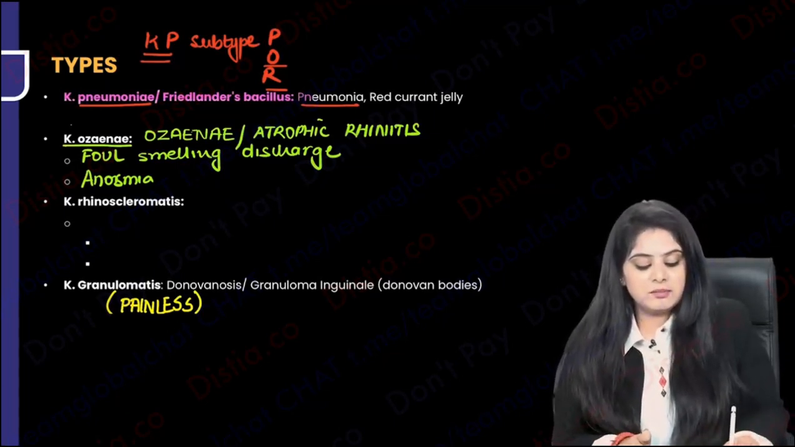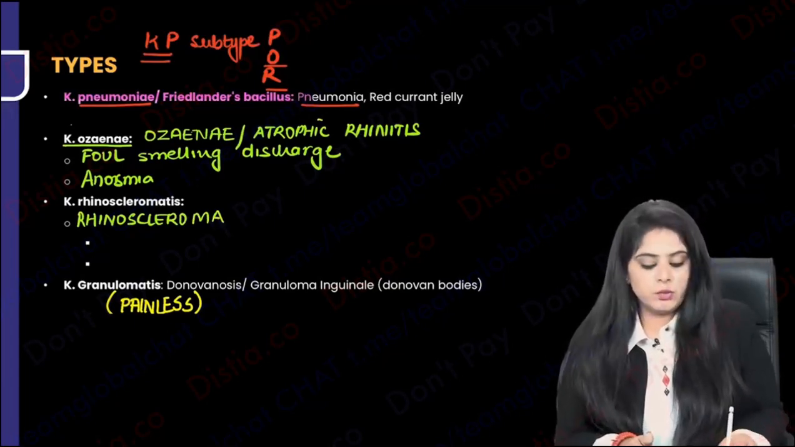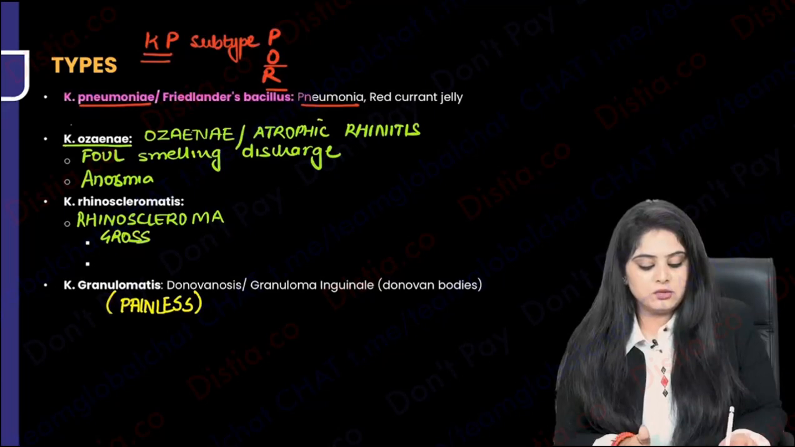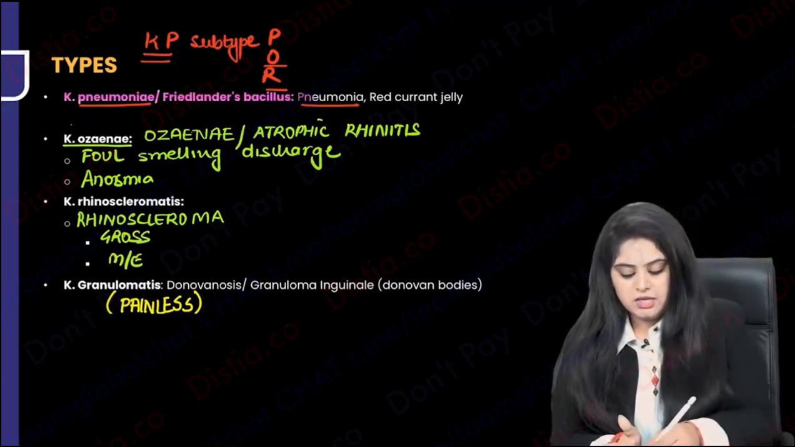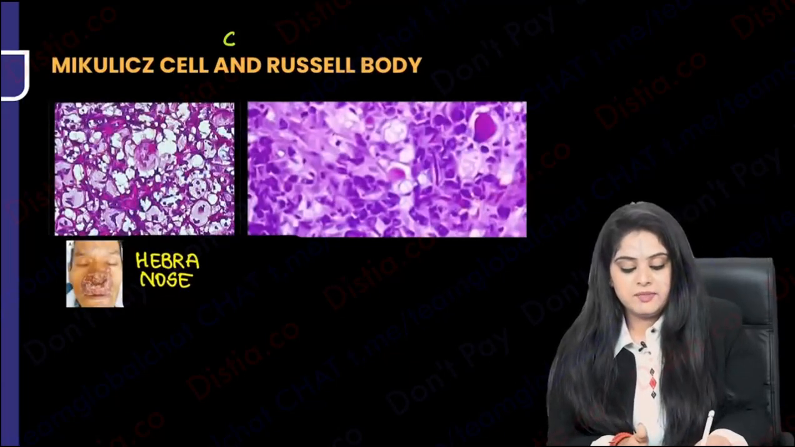Next, we have Klebsiella rhinoscleromatis, which obviously causes rhinoscleroma. And rhinoscleroma is associated with three very important pictures. So what is the gross finding and what is the microscopic finding of rhinoscleroma? We'll see that with the help of a diagram. So look at this, guys. This is Klebsiella rhinoscleromatis or rhinoscleroma.